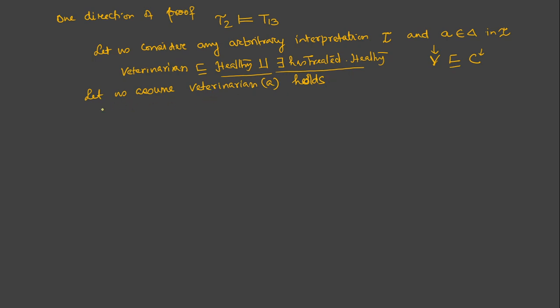So we got to prove that A is a member of this class expression. So this is the kind of proof we need to get, right? Now let us try to go forward with this. So we will be writing vet in place of veterinarian, to save time. So we know this is true, right?